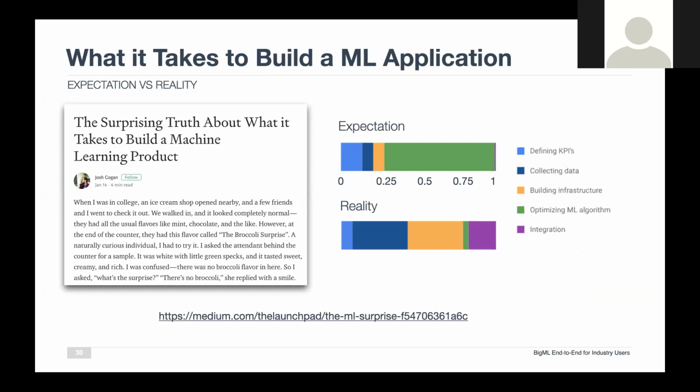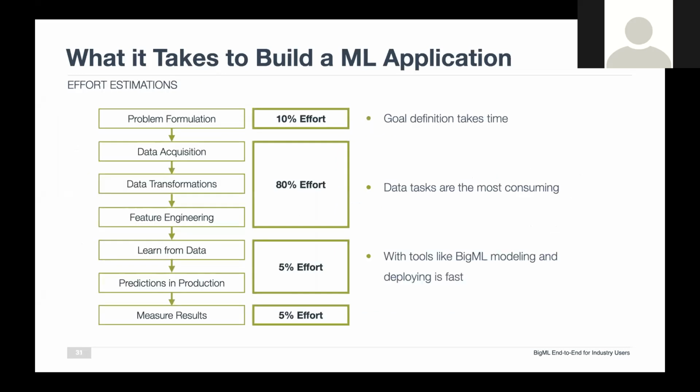However, the reality is very different to what people expect, and optimizing the machine learning algorithm doesn't take much time, very little time, especially because most of the things can be automated at the moment. And we can see that building the infrastructure and collecting data are the most important matters in reality. In general, we summarize the effort requirements as follows.